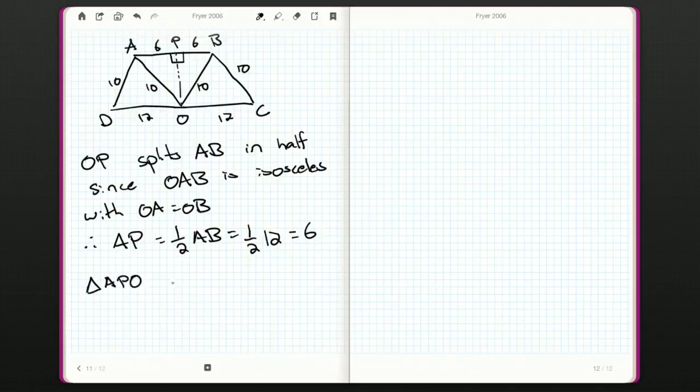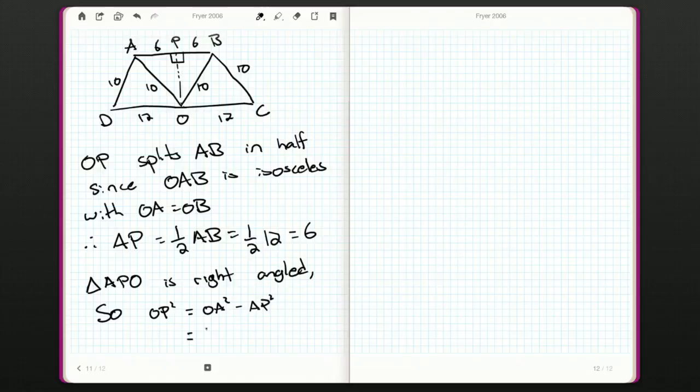So triangle APO is right angled. So OP, which is the one we want, OP squared, is going to be equal to OA squared minus AP squared. Just a rearrangement of the Pythagorean theorem. That's going to be 10 squared minus 6 squared. And that's going to be 100 minus 36. So that's going to be 64. Or you could just recognize that it's going to be a 6, 8, 10 triangle.